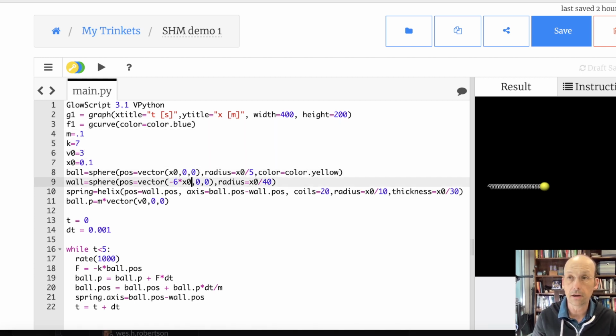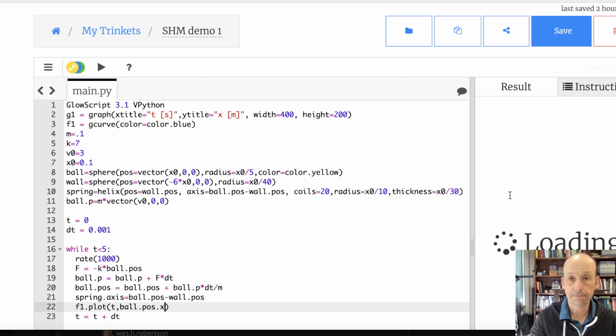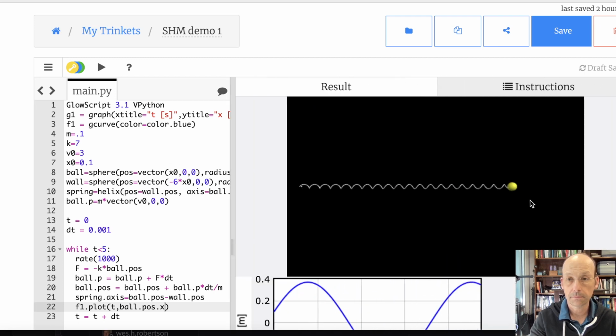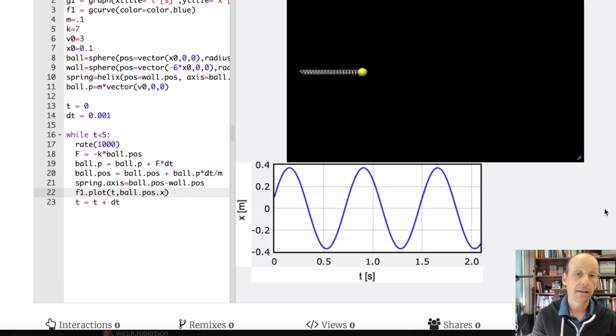Okay, so I've already calculated all my stuff down here. All I need to do is add in my plot. So I want to plot x versus t, so I can say f1.plot t, ball.pos.x, and that should work. Okay, and then run that. Okay, so that's what we'd expect.